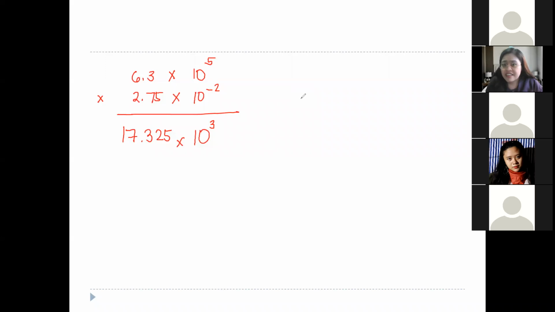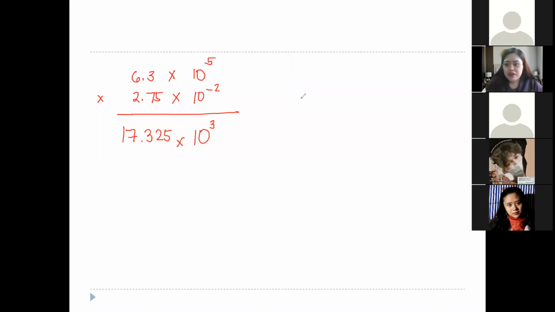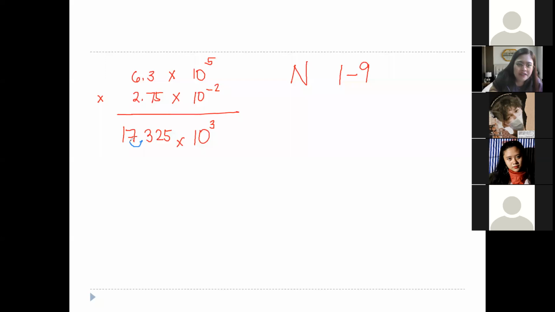Is this the final answer? No, ma'am. No po. Okay, what's wrong with this? The N is between 1 and 9, ma'am. Okay. Greater than... Okay, again, the capital letter N should be 1 to 9. And this is greater than 9. So we have to adjust. So if we adjust this, where are we going to move the decimal? To the right or to the left? Left po, ma'am. Left. Positive po. To the left.